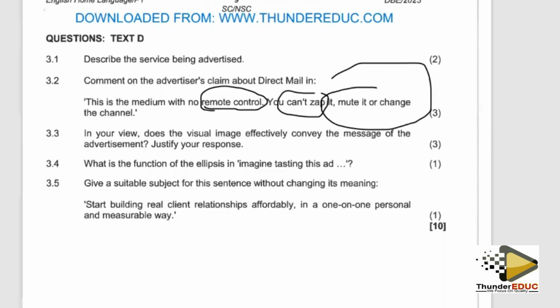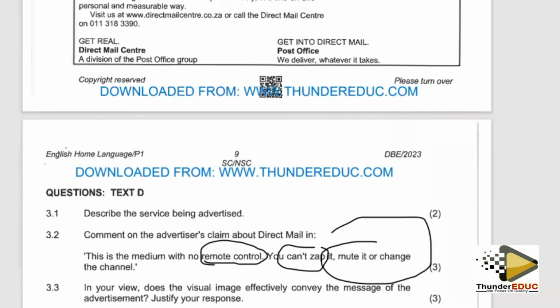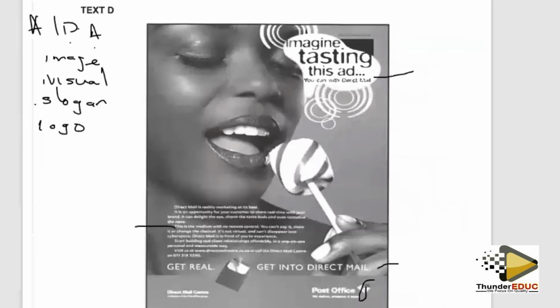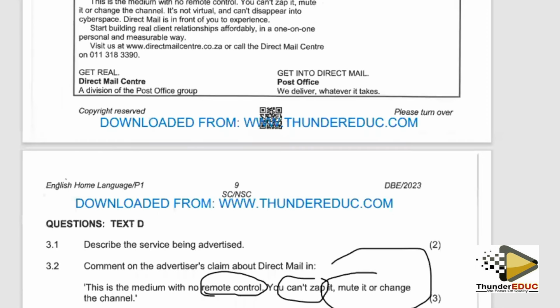In your view, does the visual image effectively convey the message of the advertisement? Please describe the visual. The question when it says visual image, please describe the visual. Then you can be able to say the message is portrayed effectively by the visual or not. It's a young female who is having a sweet in hand, and therefore the sweet is leaning towards her mouth and her mouth is open. You must be able to describe it first before you can attempt the question. Does it convey the message of the advertisement?